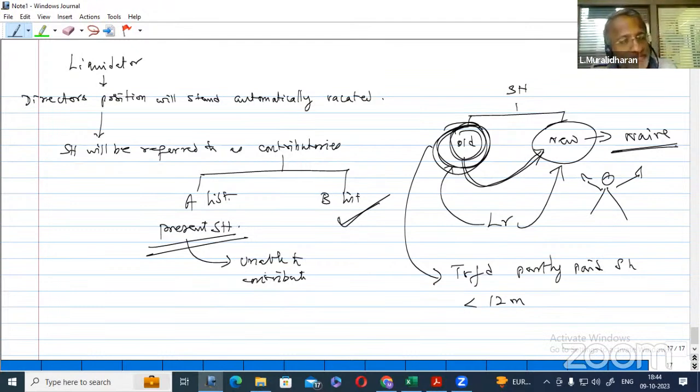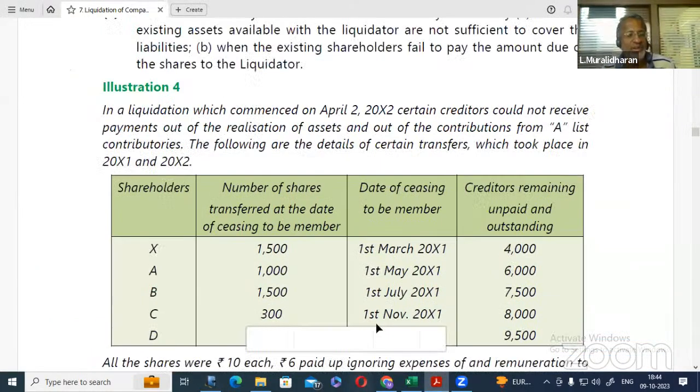Are you understanding? I think it should be clear for you. So if you have more than one B list of contributories, you distribute to that many number. In what ratio? In the ratio of their liabilities towards the unpaid portion of the capital. Where is it stated? Now it is stated here.